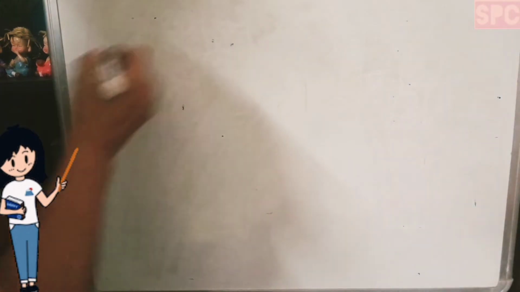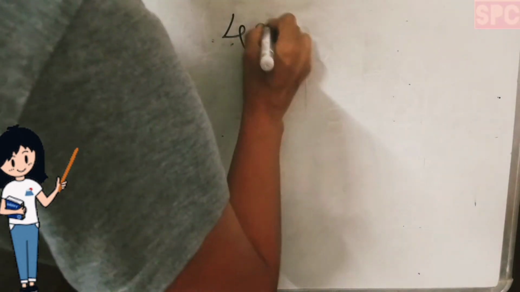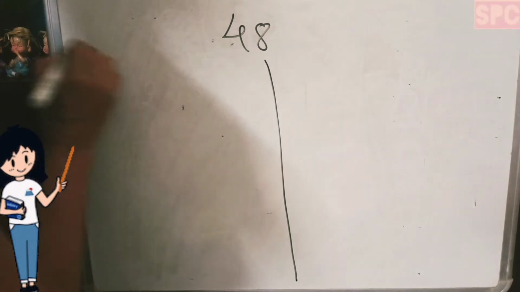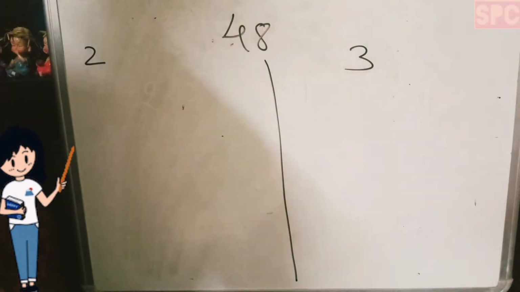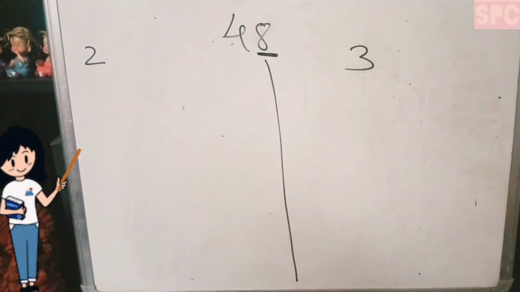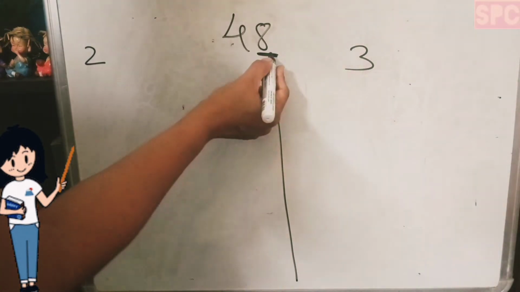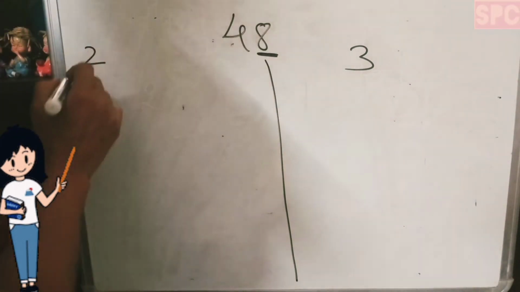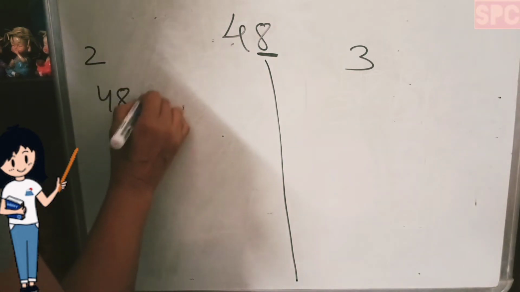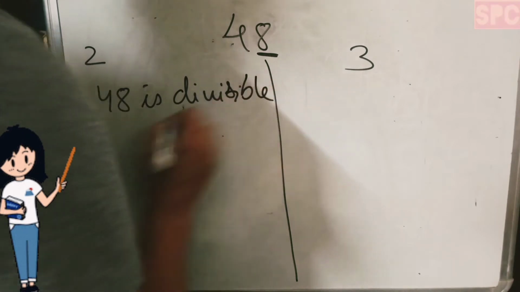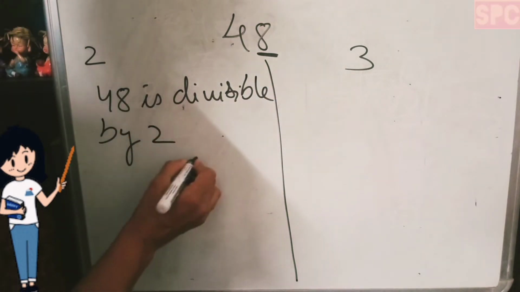Let's take any number, 48. Here we will check by 2 and here we will check by 3. Now 48, 8 is an even number. So if the number has an even number at the ones place or 0, then it is surely divisible by 2. So this number 48 is divisible by 2. So this is checked.